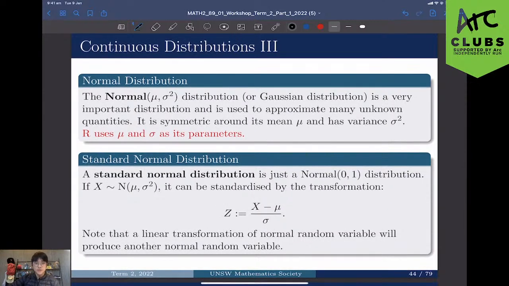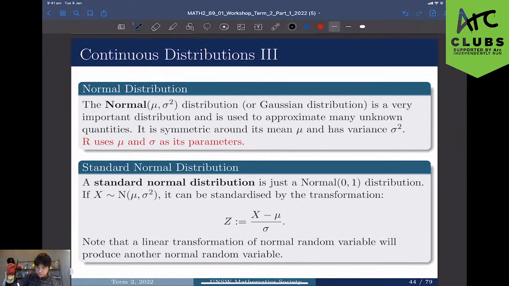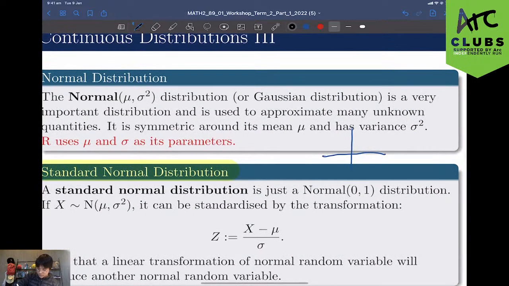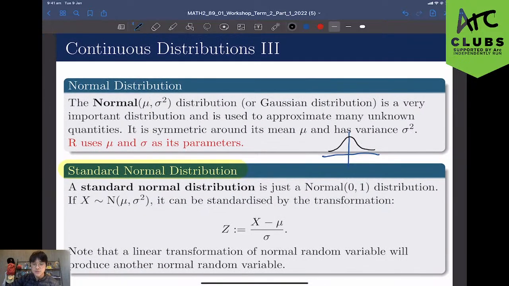The normal distribution is a very important distribution, and it is used to approximate many unknown quantities. It is symmetric around its mean mu and has variance sigma squared. So it's symmetric around its mean. If its mean is 0 and its variance is 1, that's the standard normal distribution. And it's symmetric, which means that it looks like this. So both sides of the axes look identical to each other.